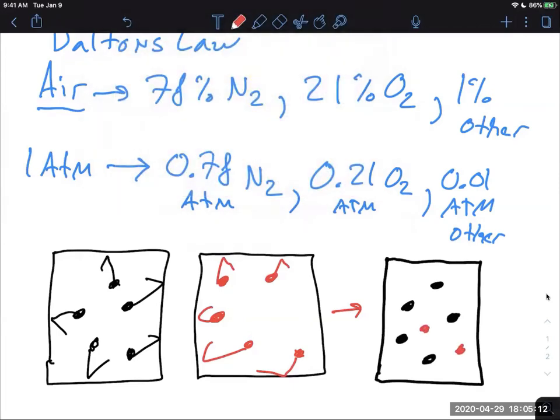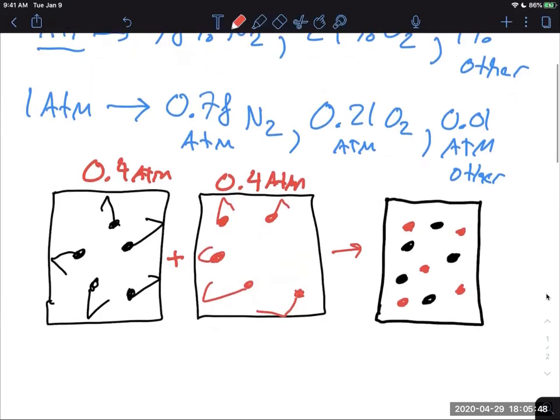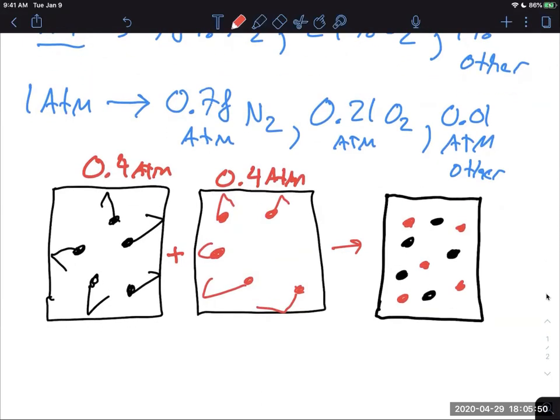What's going to happen to the pressure if I combine the two gases, so that however many particles were in this container plus however many in that container end up over here? This one is exerting a pressure of 0.4 atmospheres. Let's say we have the same number of particles, and this one's also exerting 0.4 atmospheres. What's going to be the pressure of the container over here that has both sets of particles combined?